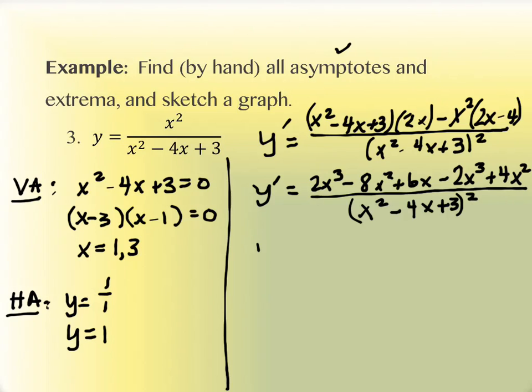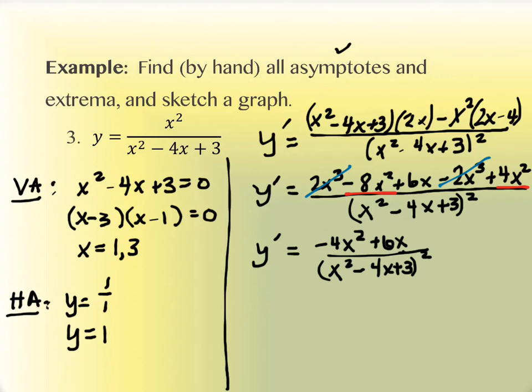Nice. Okay, then, that numerator has some things that will simplify. What simplifies first? 2x cubed and negative 2x. Yep. Those go away. Good. Now what? Well, there's an x squared and... Yep, so there's a negative 4x squared left. And what else? Plus 6x, all over that same x squared minus 4x plus 3 squared. Okay, so we've got the derivative now. It's all cleaned up and looks real nice.